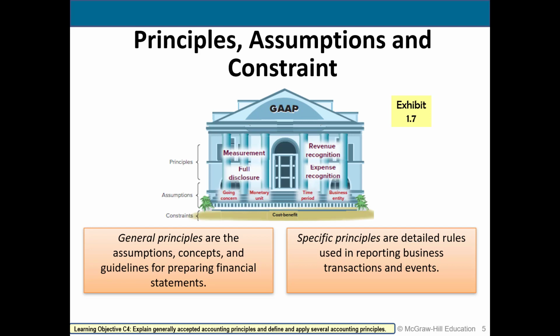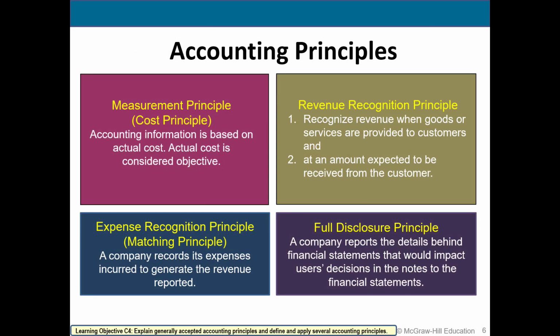There are two types of accounting principles: general principles, which are the basic assumptions, concepts, and guidelines for preparing financial statements, and specific principles, which are the detailed rules used in reporting business transactions. The four principles are the measurement principle, also called the cost principle, which means that accounting information is based on actual cost measured on a cash basis.